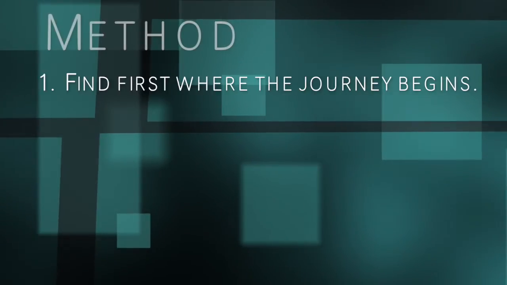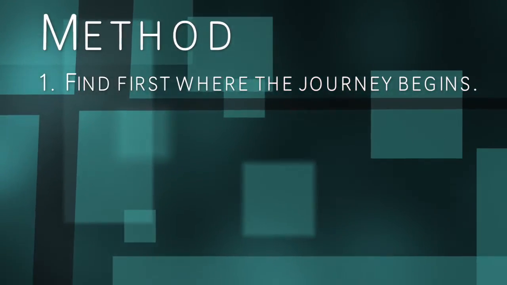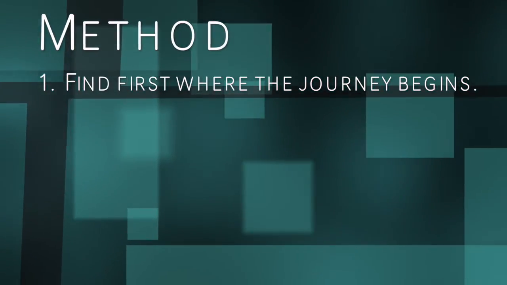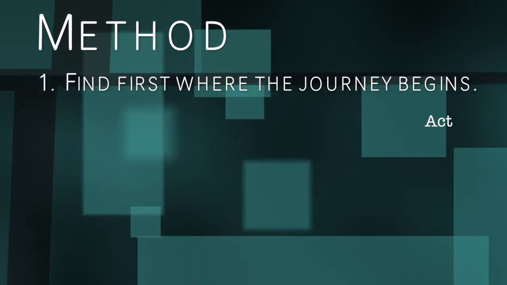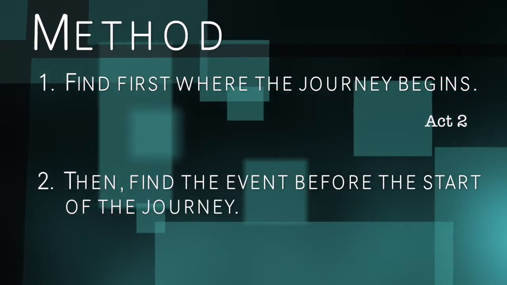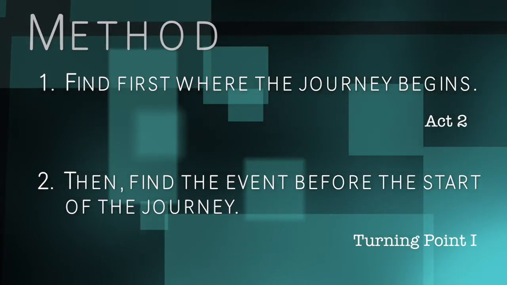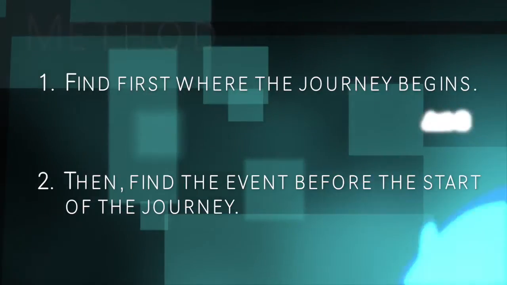Recap. As we've mentioned, first we locate the moment where the protagonist passes from the ordinary world to the new world, which is where the Act 2 begins, and then we search the event that caused it, which is the first turning point. Let's see some examples in films of the first turning point.